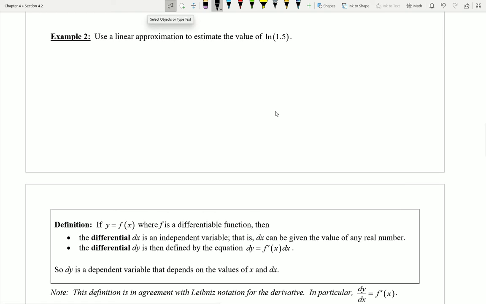So now let's take a look at example number 2. And I want you to try this one on your own. Can you use a linear approximation to estimate the value of the natural log of 1.5?